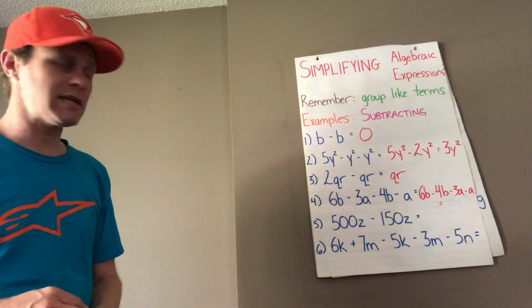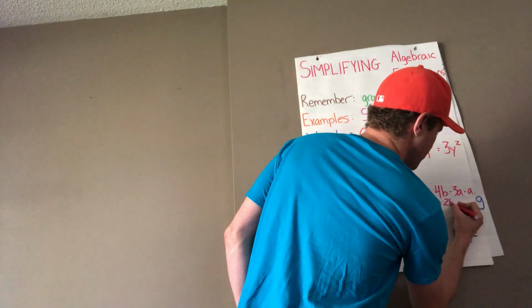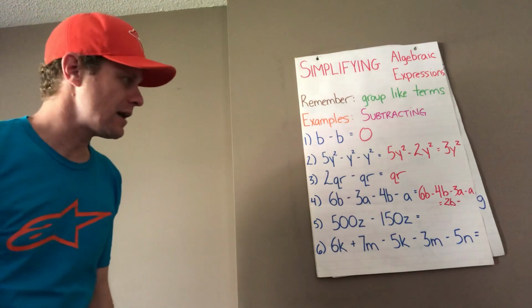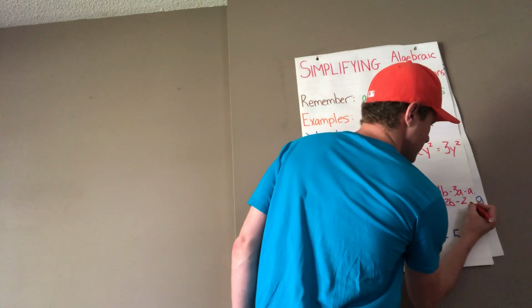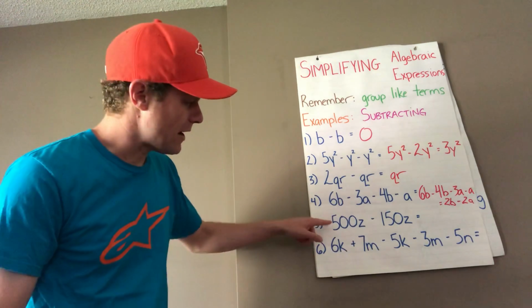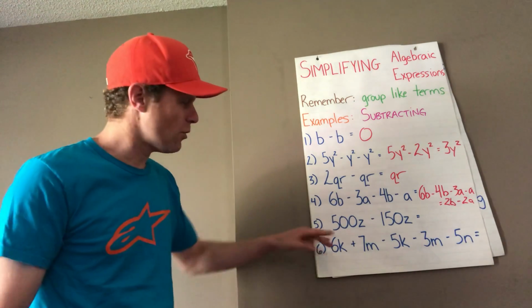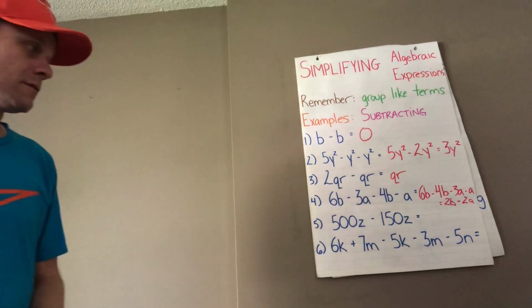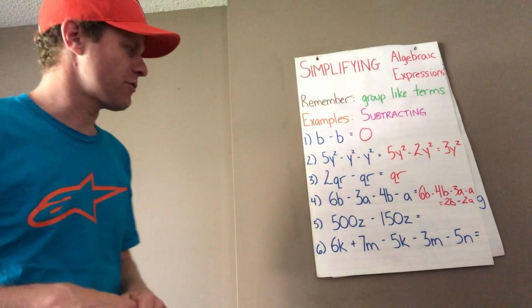So the difference between 6b and 4b, good. 2b, that does not look like a b. And the difference between 3a and a is 2a. Love it. Now don't get fooled by the fact that these numbers are a little bit bigger, because that doesn't matter. We're still only going to find the difference between 500z and 150z, or the difference between 500 and 150, which is what? 350?